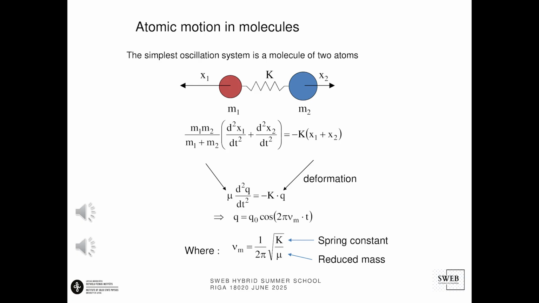Raman scattering is caused by the motion of atoms in molecules and crystals. Therefore, it is important for us to become familiar with the vibrations of molecules and crystal lattices. For molecular oscillations, the model is a two-atom molecule. The atomic masses are M1 and M2. The atoms are connected by a spring with the force constant K.